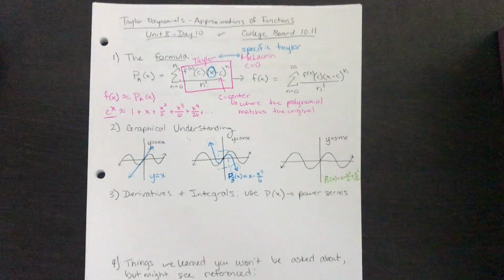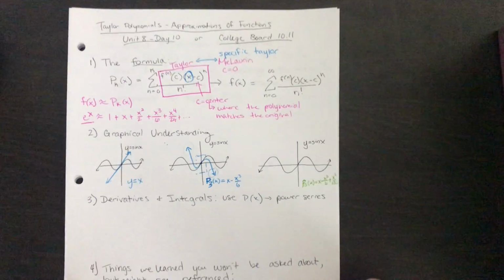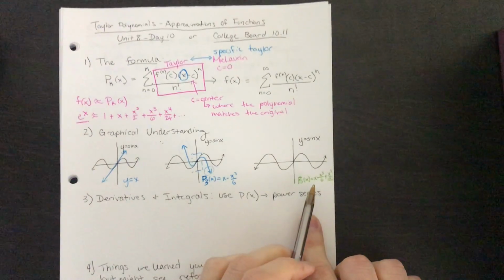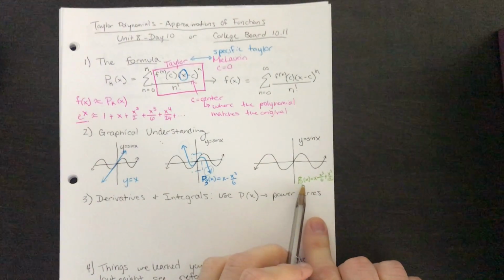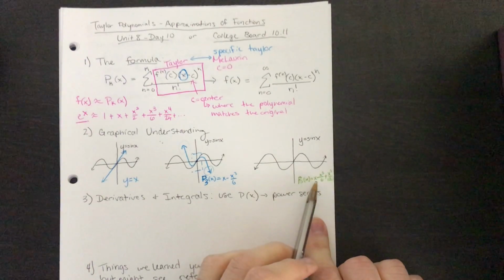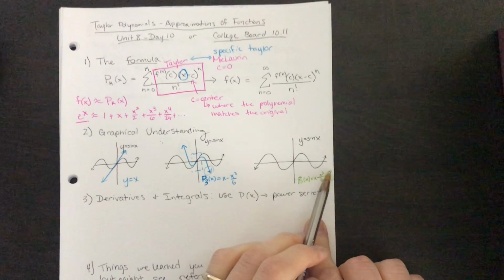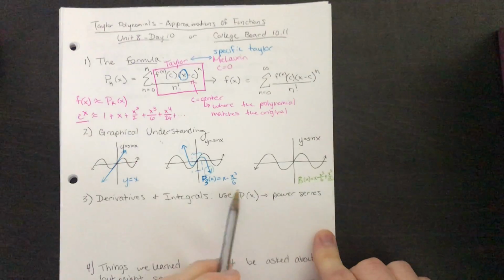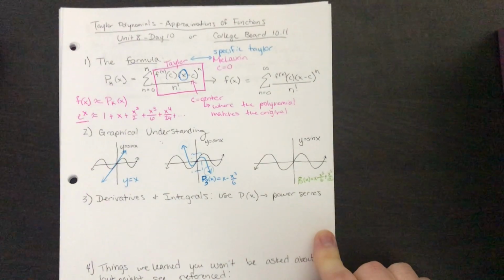But Taylor polynomials are really awesome because the more terms you add, so you can see my green over here, I have a 5th degree polynomial. You can see it's x minus x to the 3rd over 6 plus x to the 5th over 120. So really I'm just putting more and more terms on there.